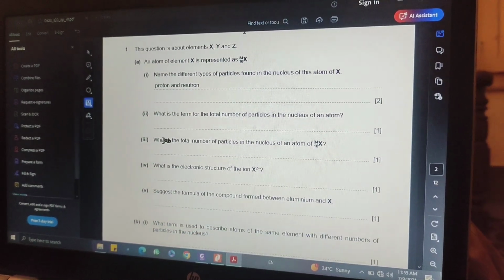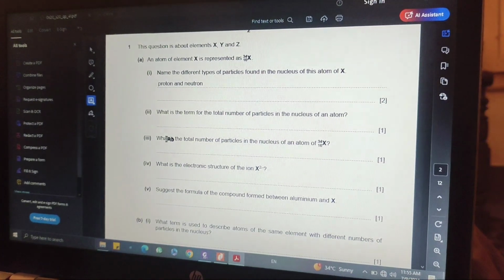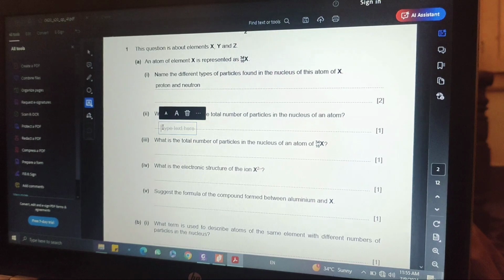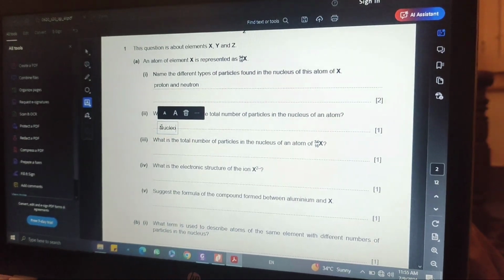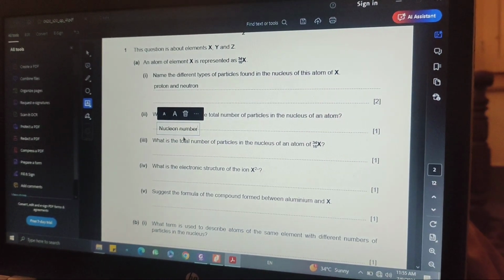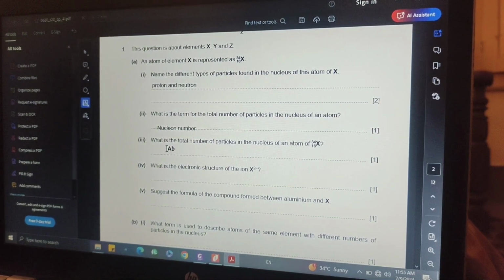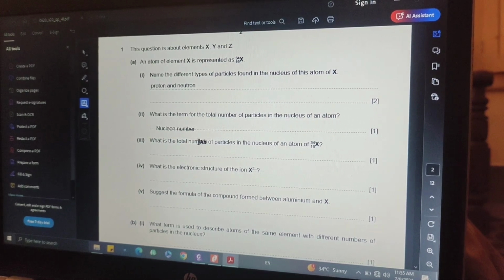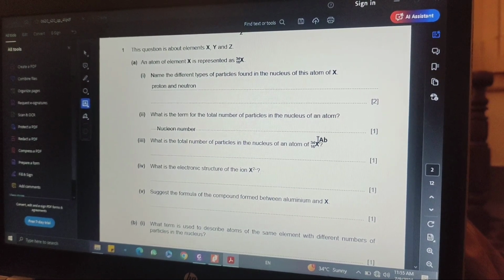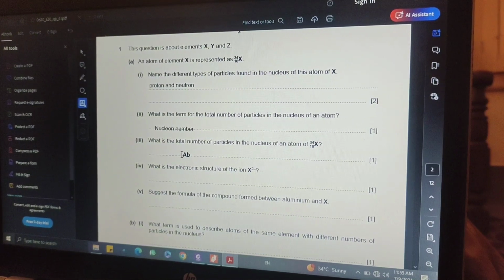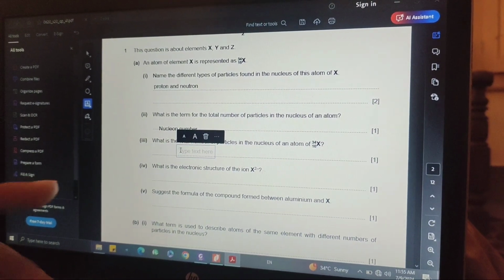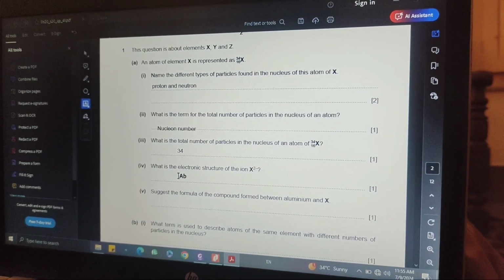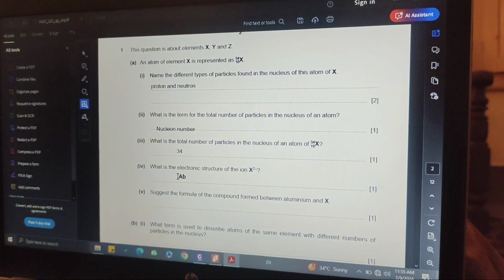Question 1A, part 2. What is the term for the total number of particles in the nucleus of an atom? So you already know that the term will be the nucleon number for the particles in the nucleus. And what is the total number of particles in the nucleus of an atom of X 16 34? So we'll be talking about only the nucleus. So the number of particles in the nucleus is protons plus neutrons, which is 34.